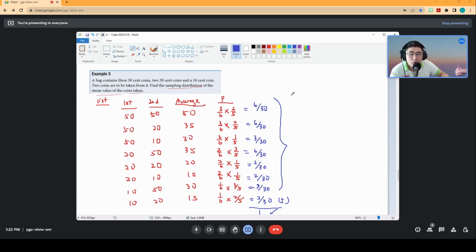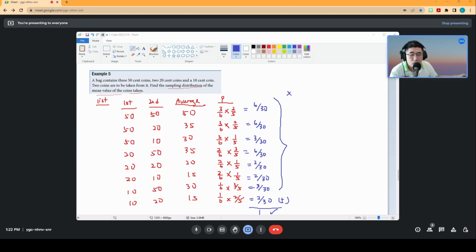So in the end, we construct this in the form of a table. Okay, so I have the average x bar here. This is our sampling distribution of the mean. I will have the values of the mean: I have 15, I have 20, I have 30, I have 35, and I have 50.